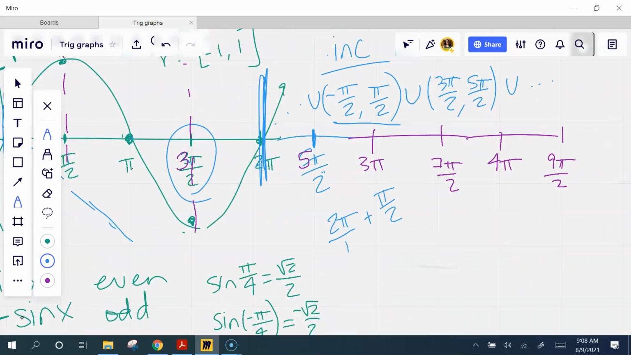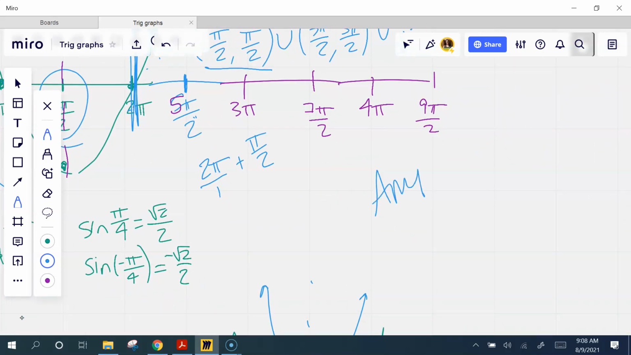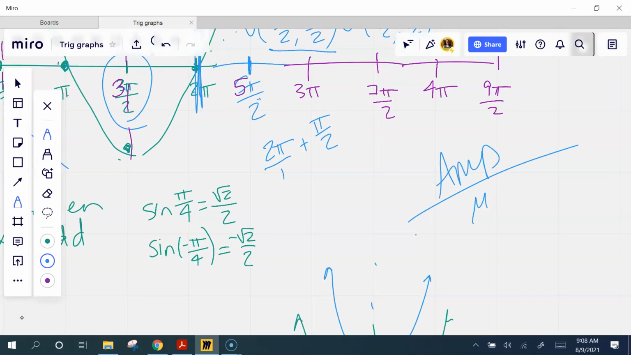All right, so amplitude, we think of as being the height, okay? It's max minus min over 2. Highest minus lowest divided by 2.